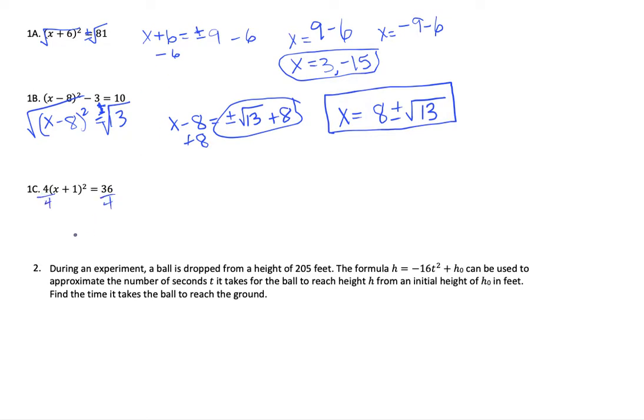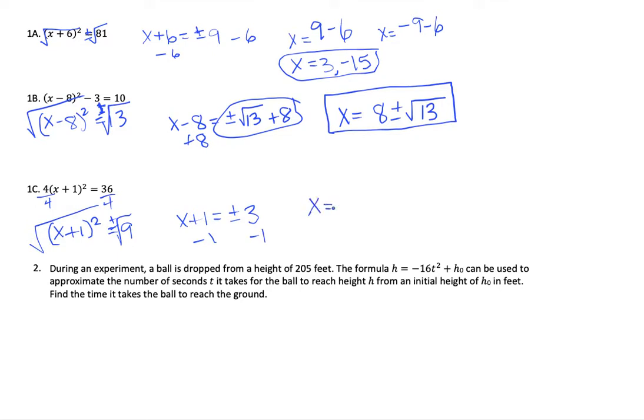When I divide by 4, I get (x + 1) squared equals 9. If I take the square root of both sides, I get x + 1 equals plus or minus, and the square root of 9 is 3. So now I need to subtract 1. And again, am I subtracting 1 from a positive or a negative 3? Well, you have to do both.